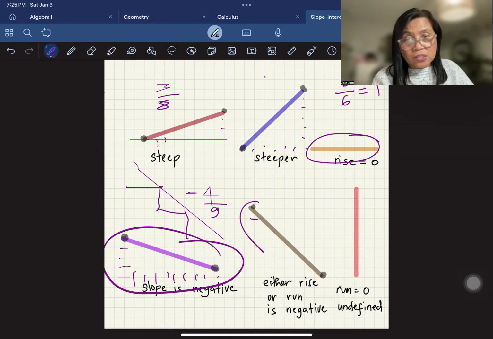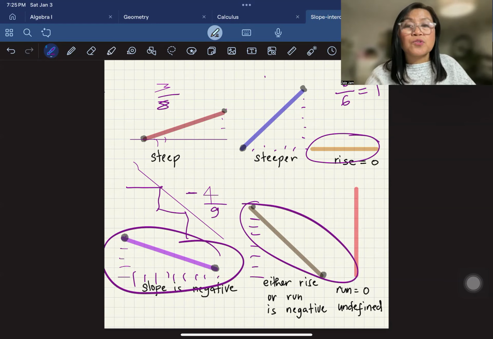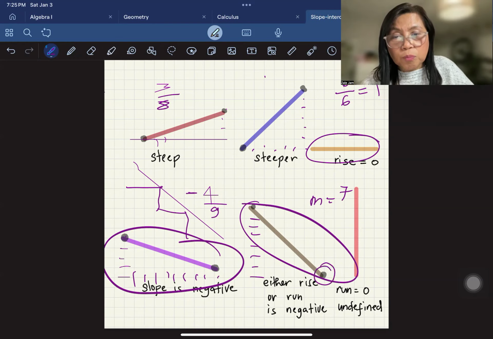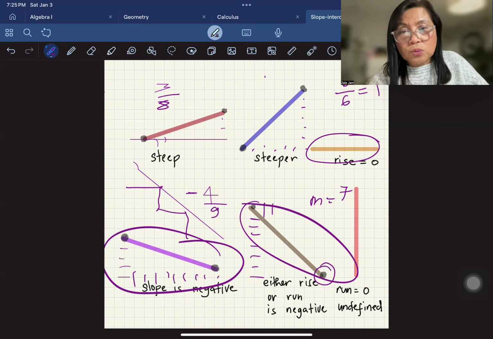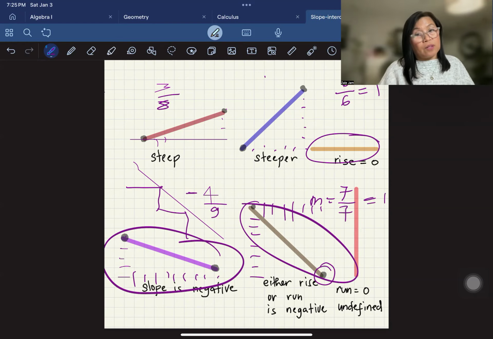So in this case, right here, we have 1, 2, 3, 4, 5, 6, 7. So our slope can be written as 7 over, and we move to the right, going to this point here, we have 1, 2, 3, 4, 5, 6, 7. Okay, so our slope is again equal to 1.